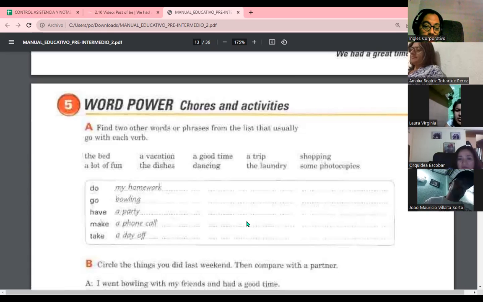Go shopping. Muy bien. Go shopping. Sabemos que es ir de compras, ¿verdad? Y luego tenemos some photocopies. Take some photocopies. Okay, muy bien. Excellent.